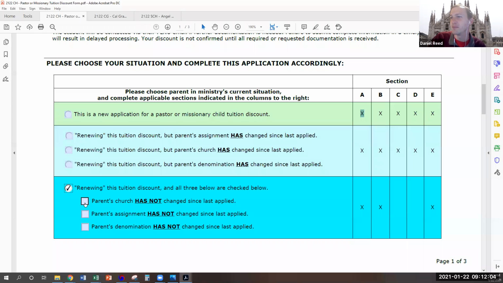So my parent has not changed their assignment. The church has not changed. The assignment's not changed. Denomination has not changed. Everything is the same. So they're going to fill out sections A, B, and E. So they can skip C and D.